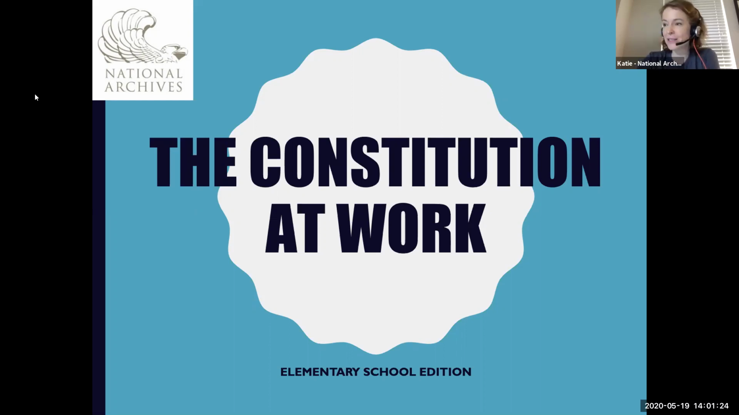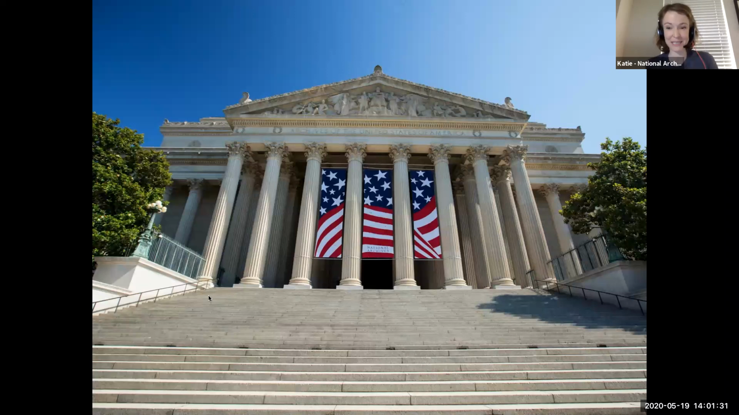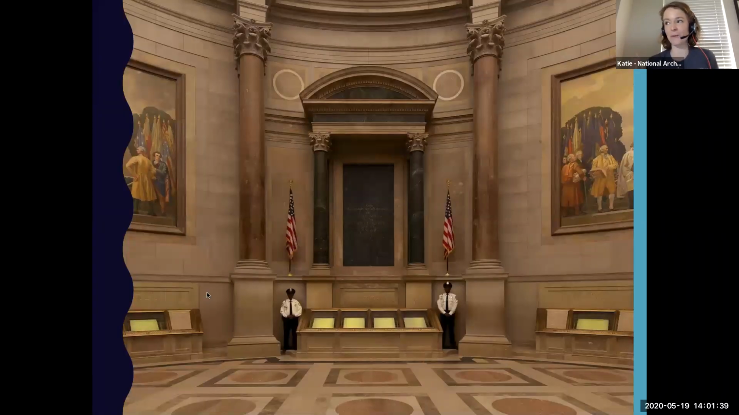So let me switch my screen to my next slide here. You should now see the National Archives building in Washington, D.C. on your screens. And if we go to my next slide, we can see an image of a room we call the Rotunda. Taking a look at this image, how would you describe this space? What adjectives come to mind? Go ahead and use that chat box to send me one word you would use to describe the room on your screen.